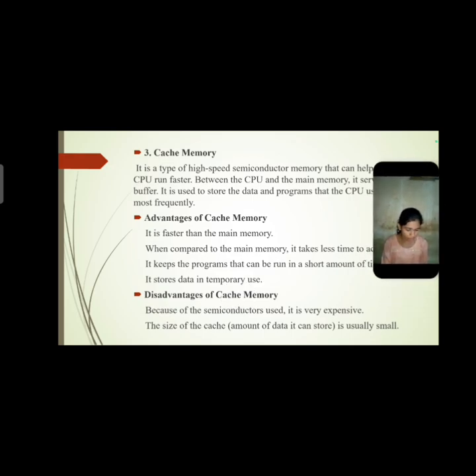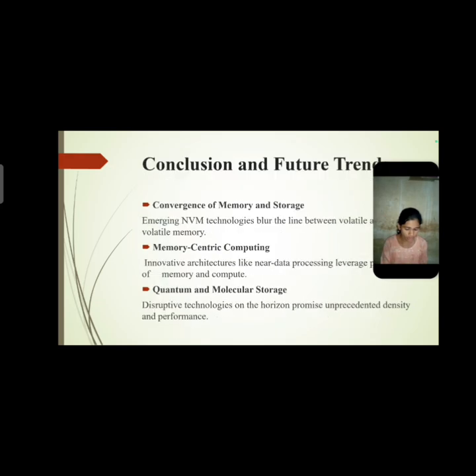Disadvantages of cache memory: because of the semiconductor used, it is very expensive. The size of cache is usually small.